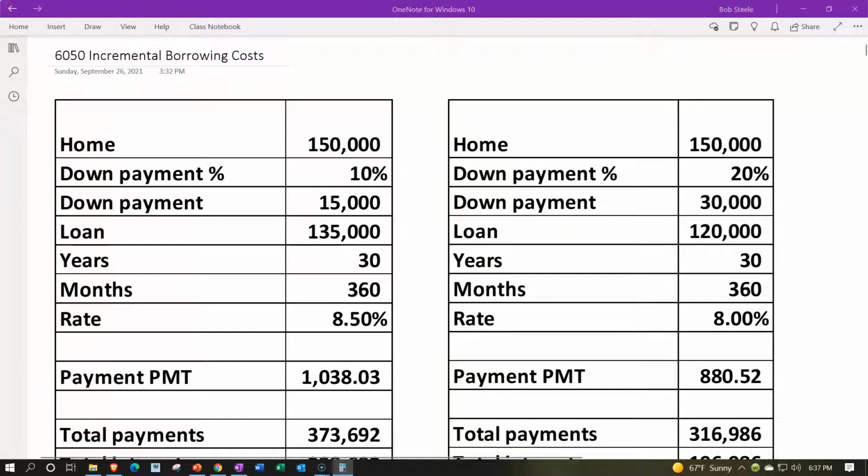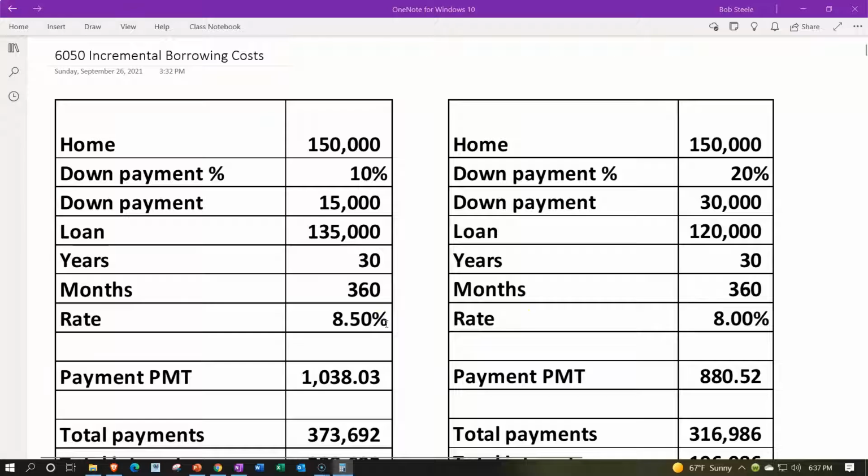So the question then being, if we have a baseline that we can either put 10 or 20% down, and we had the extra money, for example, 15,000, in order to make a decision between the two, what would be the relevant decision to have that incremental increase from one baseline to the next, from a $120,000 loan to a $135,000 loan, with a 30-year term, 360 payments, that's 12 times 30, at the rate increase from 8% up to 8.5%.